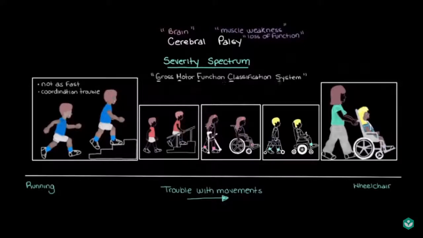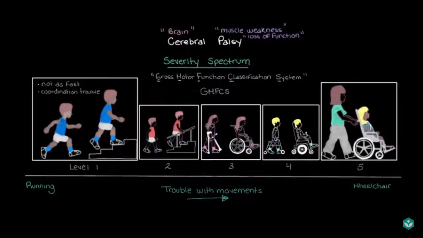And each of these pictures here actually represents the different levels of the GMFCS. So this system is a really useful way for characterizing the severity of someone's cerebral palsy. It gives us a good, fairly standard way to get an idea of a person's movement abilities or their movement impairments.